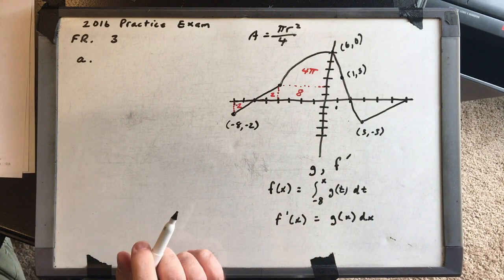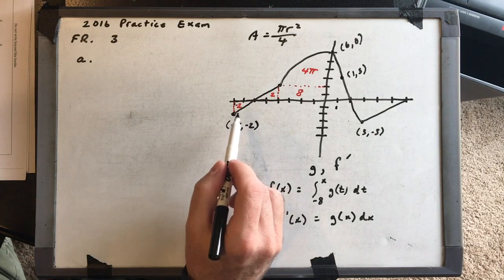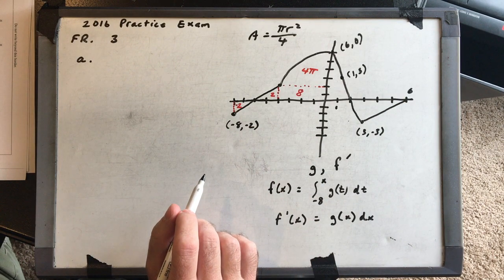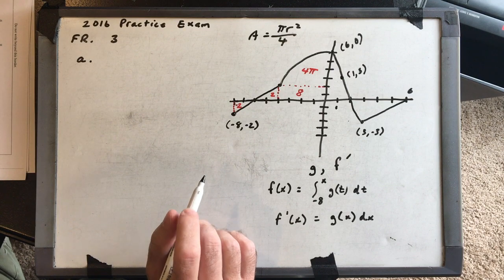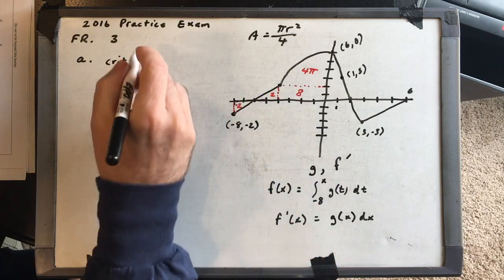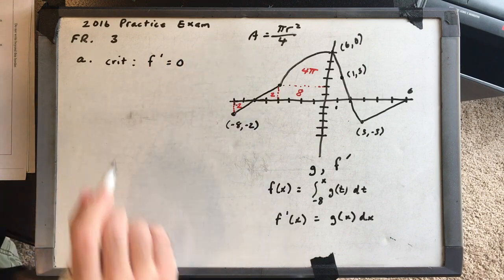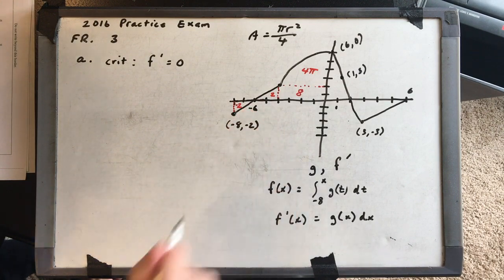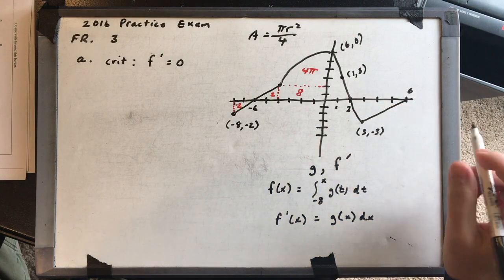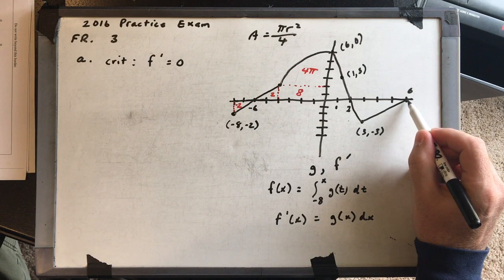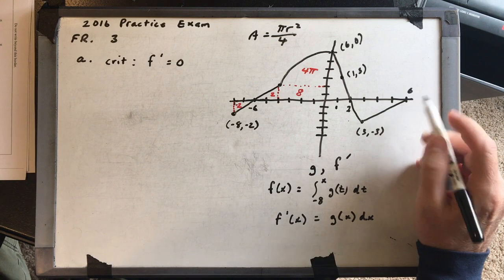Part A says find all the values of x in the interval between negative 8 and 6. Okay, so the whole thing. Where f has a critical point, and is that a local minimum, a maximum, or neither, and you have to justify your answers. Well, critical points occur where f prime is equal to 0. So the first one occurs here at negative 6. You have another one at 2. But you don't count this one at 6 because the graph ends right there. So that's an endpoint, so it's not a critical point.